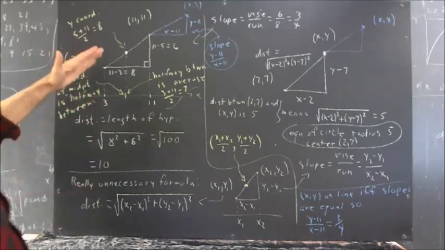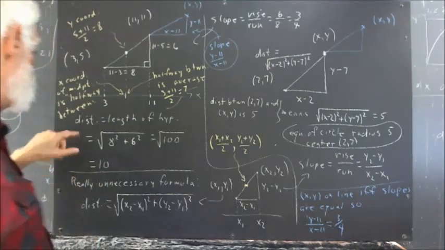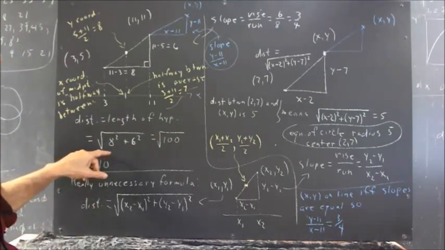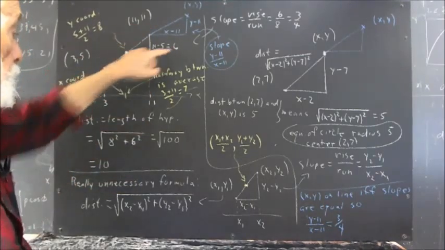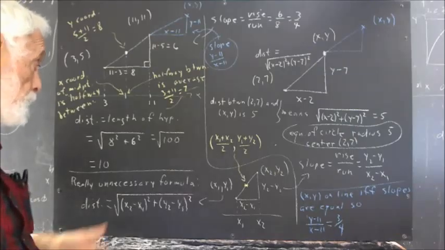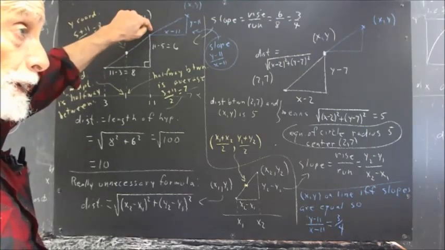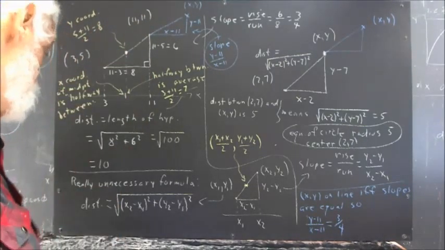So what's the hypotenuse going to be? Well, the distance is the length of the hypotenuse, which is going to then be the square root of 8 squared, the square of this side, plus 6 squared, the square of this side. And I shouldn't have to tell you how to write down the Pythagorean theorem. And that is the square root of 100 or 10. So now we know that this side has length 10 and that the distance between these points is 10.